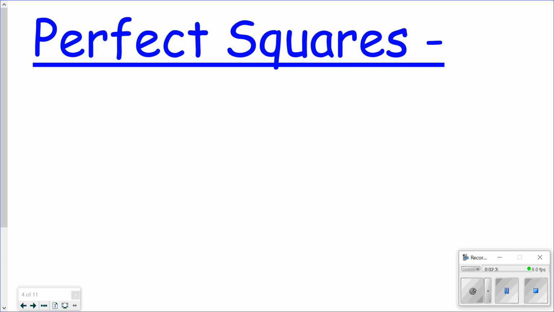Now that may have been a lot of information thrown at you at once. So let's review what our perfect square numbers are. So 1 is a perfect square because 1 times 1 is 1. 4 is a perfect square because 2 times 2 is 4. 9 is a perfect square because 3 times 3 is 9. And we also have 16.